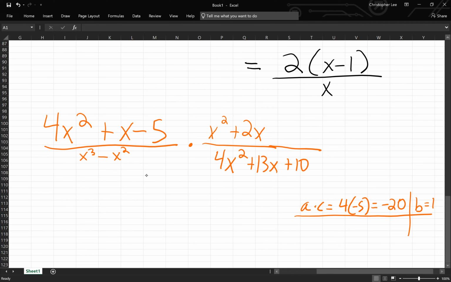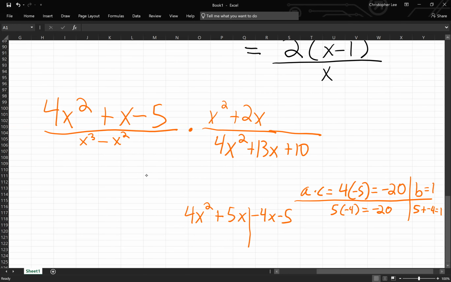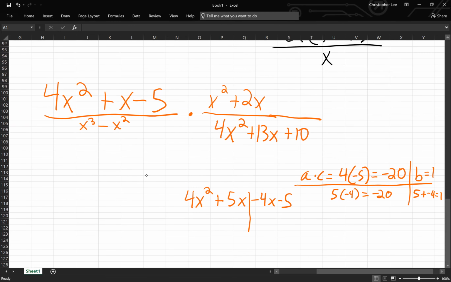is 1. So now I need 2 numbers that when I multiply give me negative 20, and when I add them together give me positive 1. What are they? 5 and 4. 5 times negative 4 is negative 20, and 5 plus negative 4 is the 1. So rewrite this: I have 4x squared, but instead of the plus x, I'm going to have plus 5x minus 4x minus 5. Let's group these together. Greatest common factor on the left-hand group is going to be what?